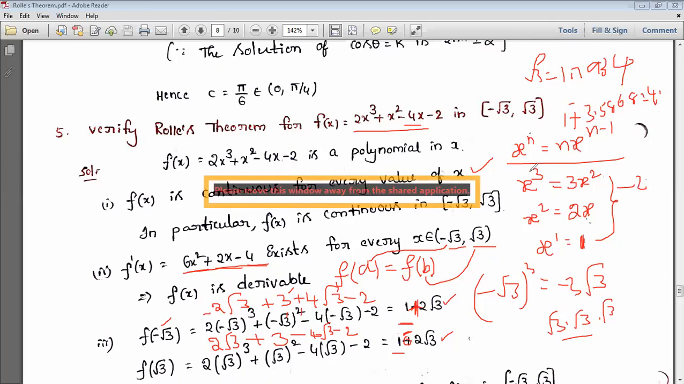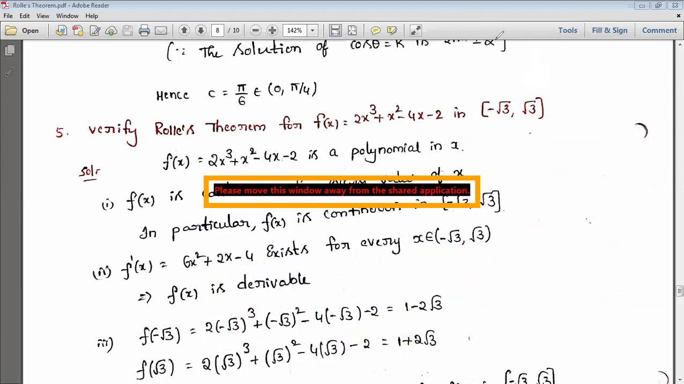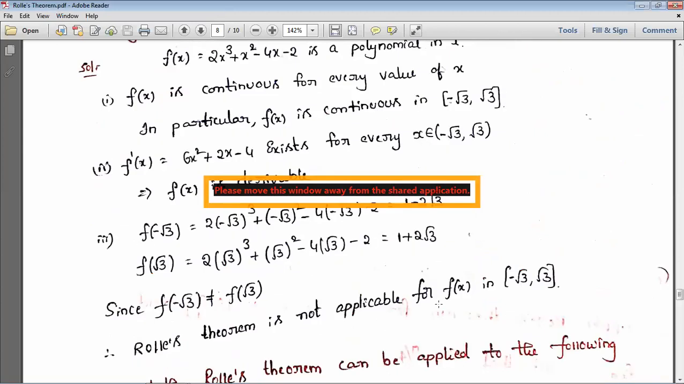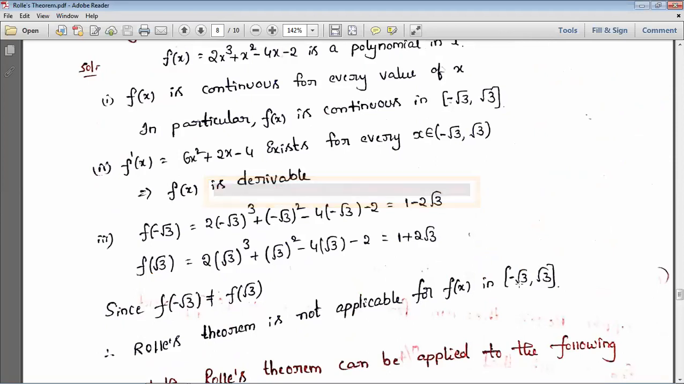So simply, are the conditions satisfied for Rolle's theorem? Not satisfying. So simply what we can write here is that the third condition of Rolle's theorem is not satisfied, it is not applicable for f of x is minus root 3 plus root 3. If it is not applicable, no need to verify anything. Okay, is it clear? If three conditions are satisfied, then only we go for the next one.